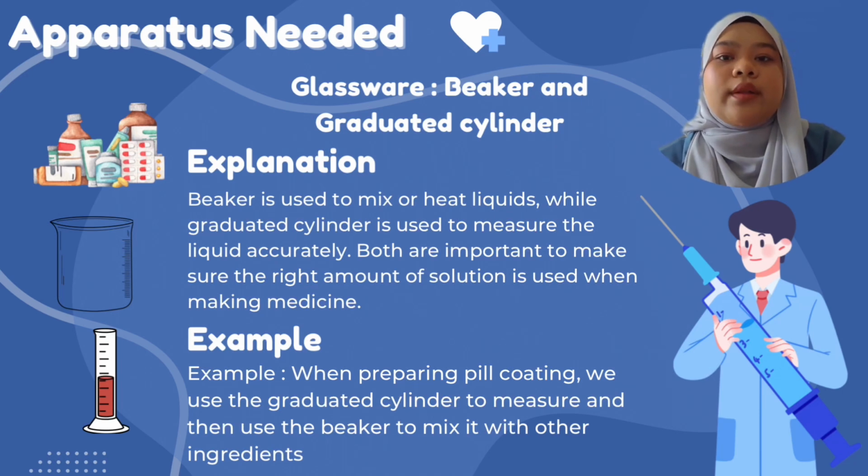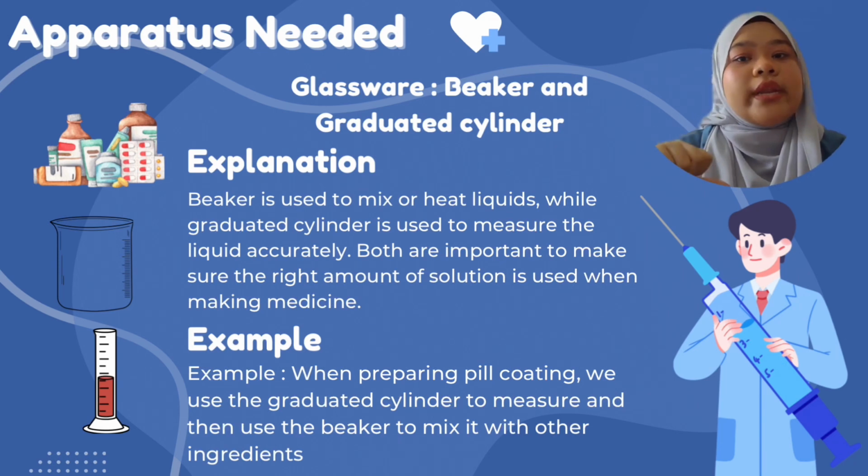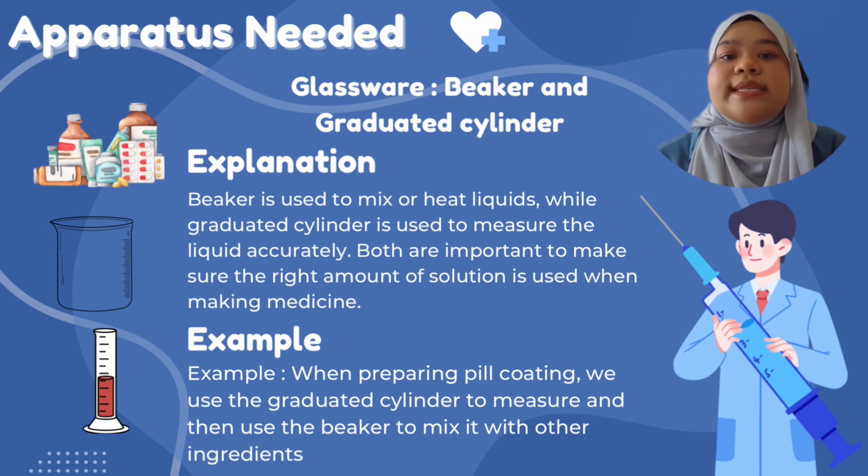For example, if we need 50 milliliters of a coating liquid, we will use the graduated cylinder to measure the exact amount. Then we pour it into a beaker to mix it with other ingredients. So this helps make sure that the medicine is made with the right amount of liquid and it's safe and consistent. So I have done my part.